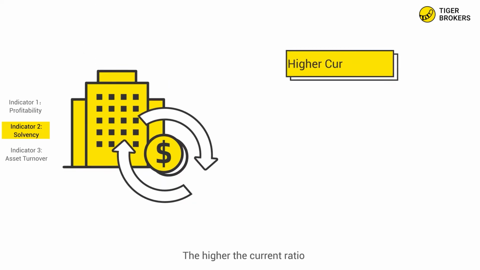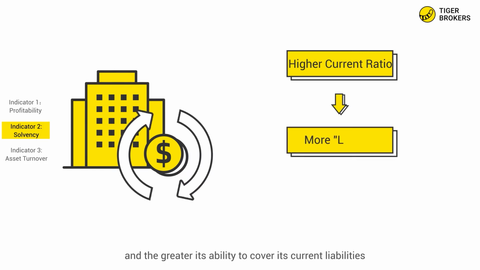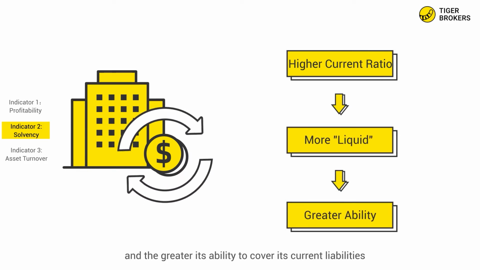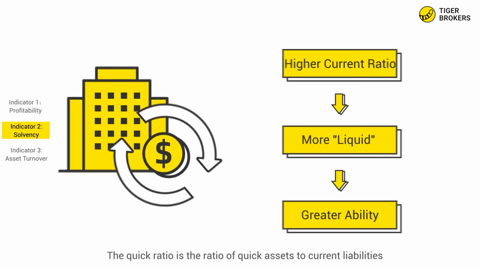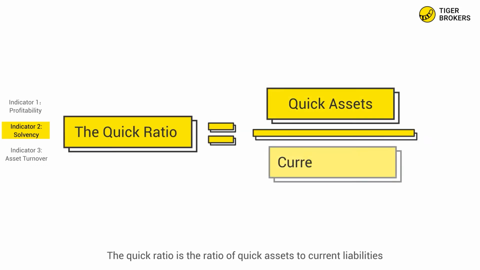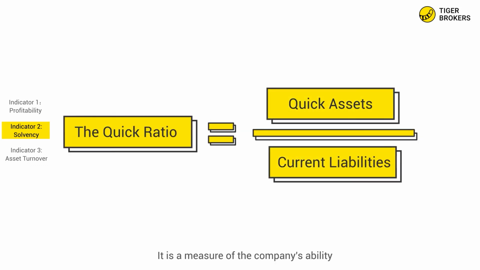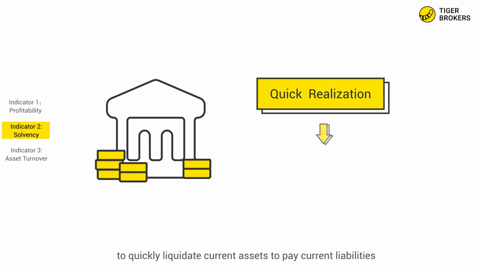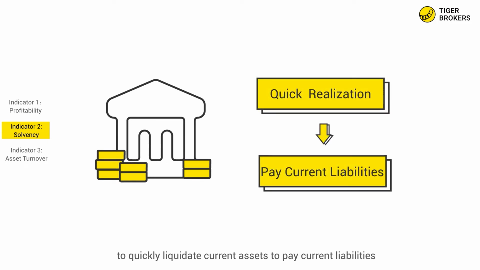The higher the current ratio, the more liquid a company is, and the greater its ability to cover its current liabilities. The quick ratio is the ratio of quick assets to current liabilities. It is a measure of the company's ability to quickly liquidate current assets to pay current liabilities.